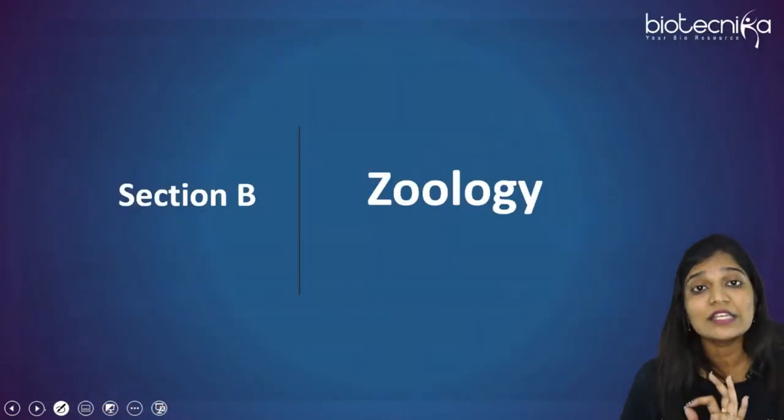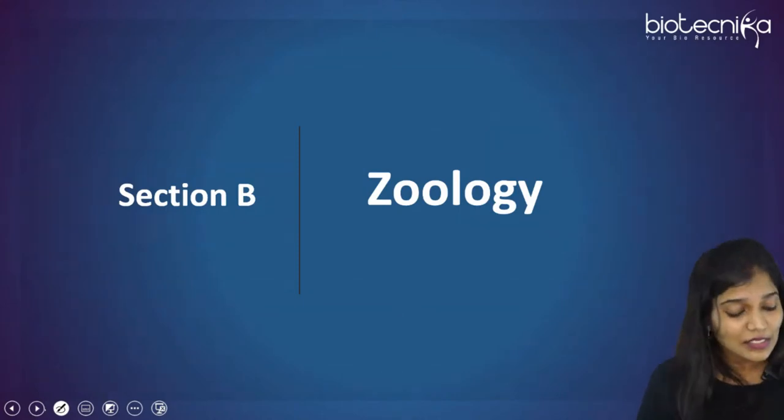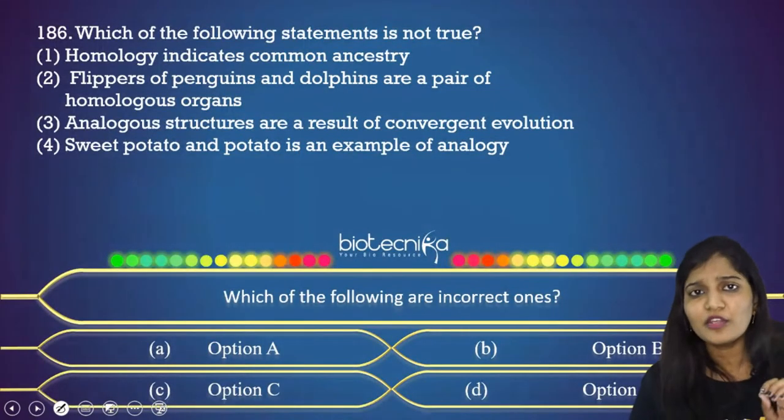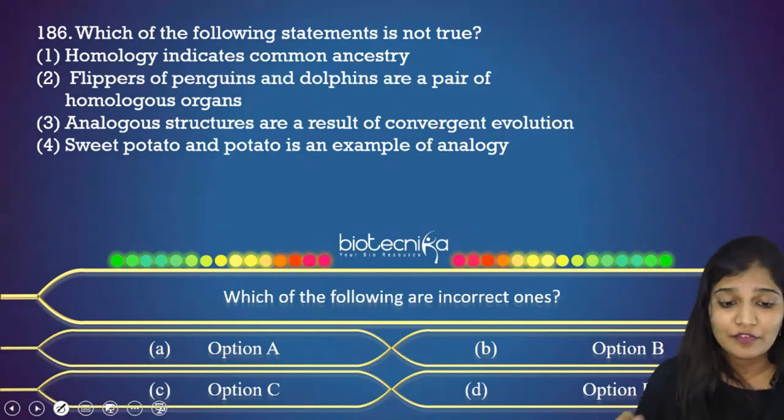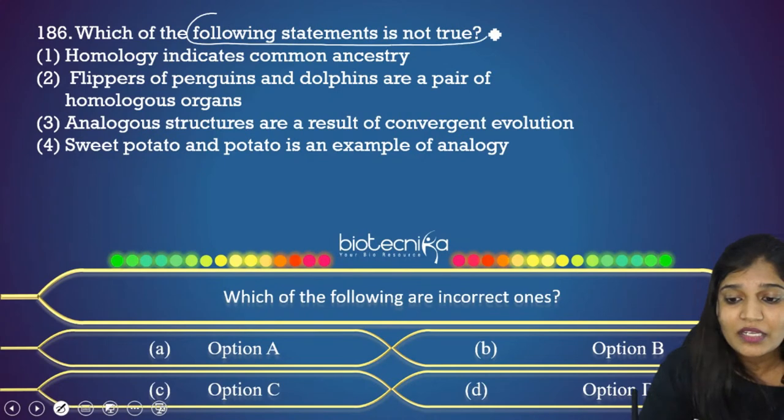Okay, the next is Section B. This is going to have some 20 questions, where you will be choosing some 15 questions. If you have selected 15 questions properly, then you are on the safer side. Which of the following statements is not true?